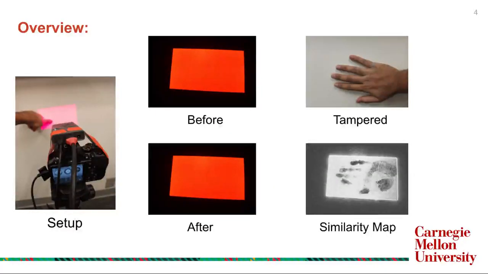In this method we'll use an SLR camera and a laser projector. To implement this technique, we first capture a before image of the scene illuminated by the laser projector before the tampering. We call this image a reference image. We later take another image of the scene, which we call the target image, and then we compare the reference and target images to compute the similarity map. This similarity map gives us the information about tampering.